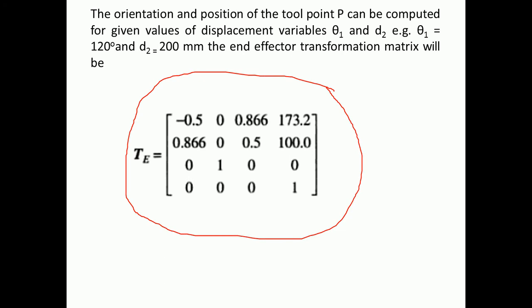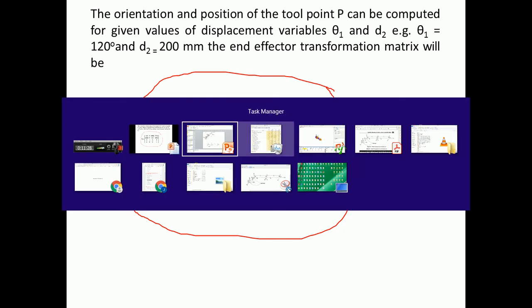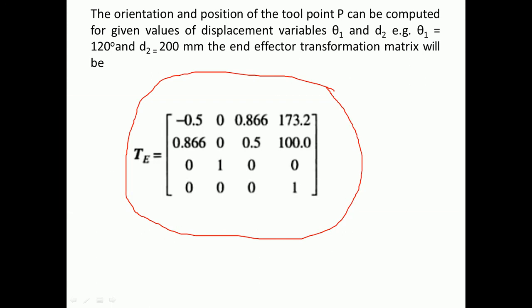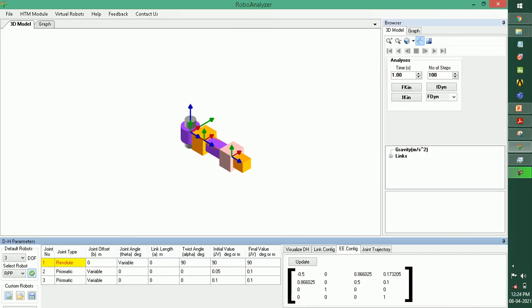There is another software which I am going to show you to validate this value, called RoboAnalyzer, which was developed by IIT Delhi. So I am going to take you to that. This is the RoboAnalyzer software. With respect to a problem statement, I am going to select a 2 degree of freedom robotic arm which has a motion of first revolute and then prismatic.